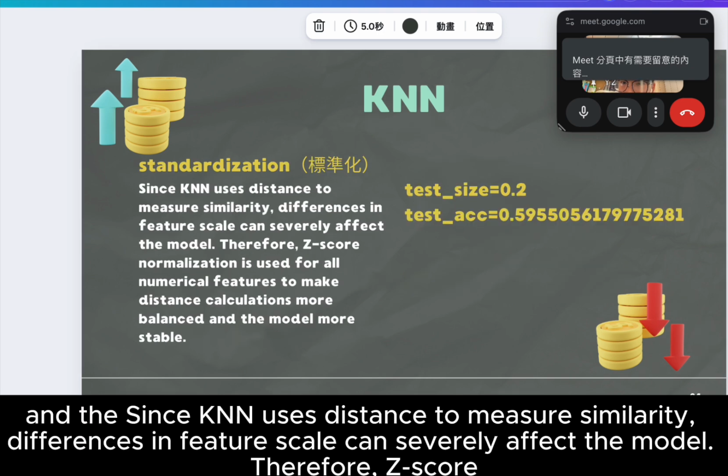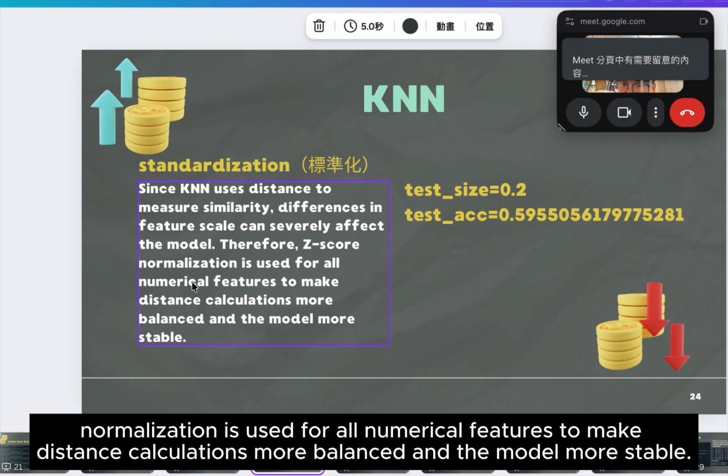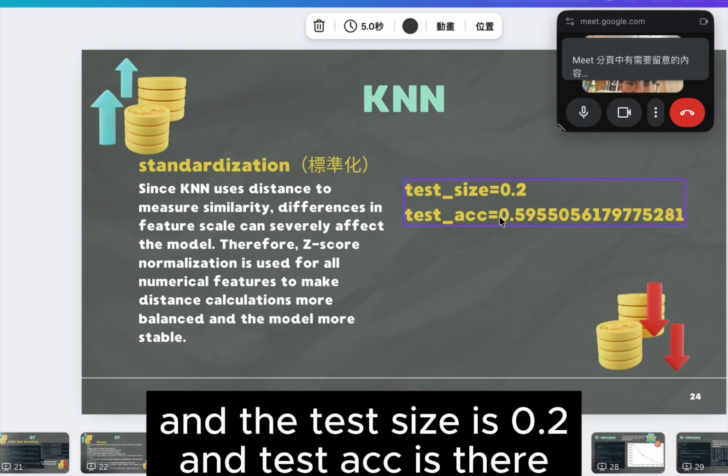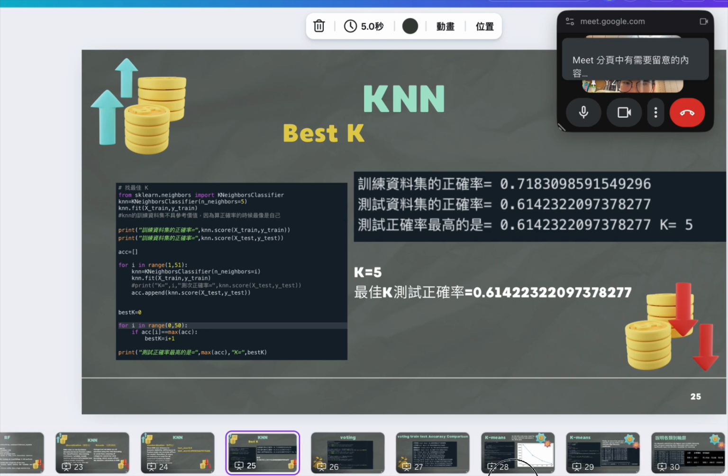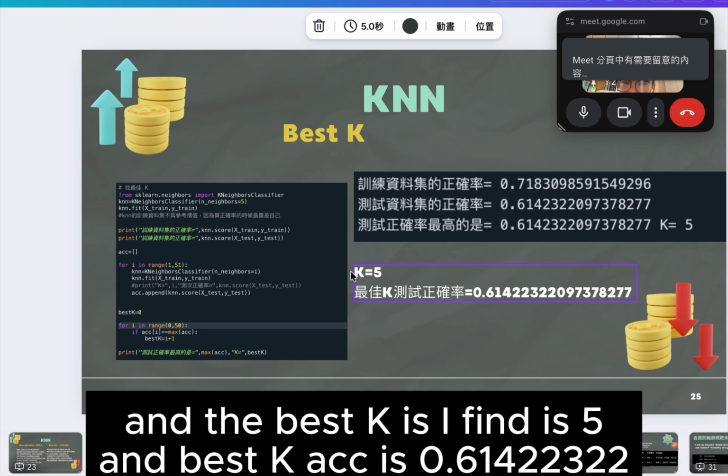And KNN can use distance to measure similarity, and differences in feature scale can affect the model. Therefore, standardization is used for all numerical features to make distances more balanced and the model more similar. And the test size is 0.2 and the test accuracy is there. And the best K I found is 5, and the best K test accuracy is 0.6212422322.